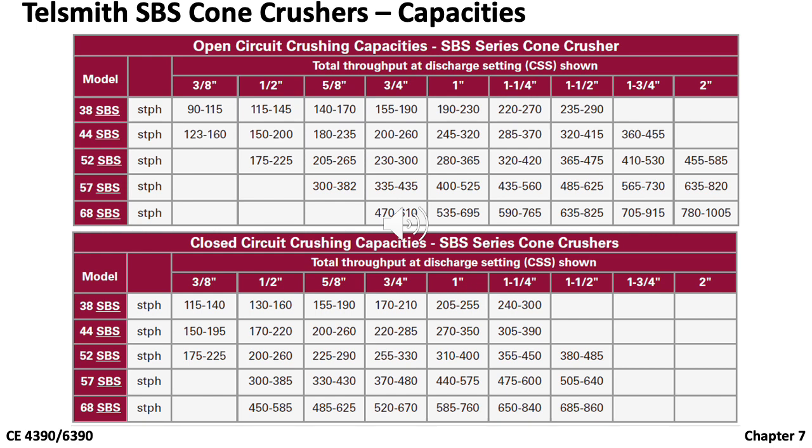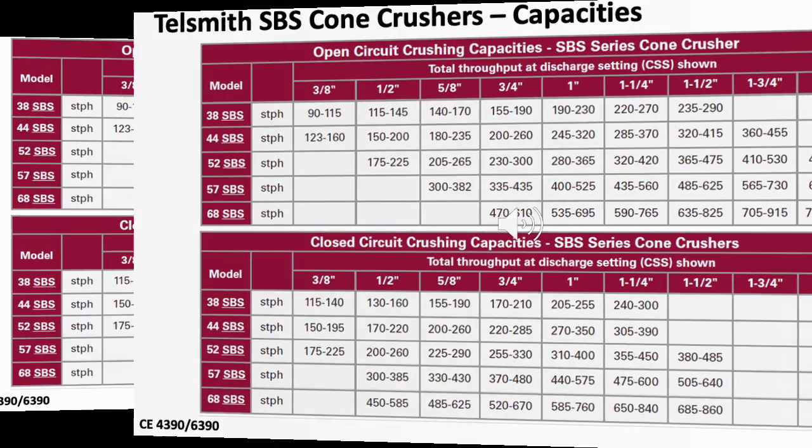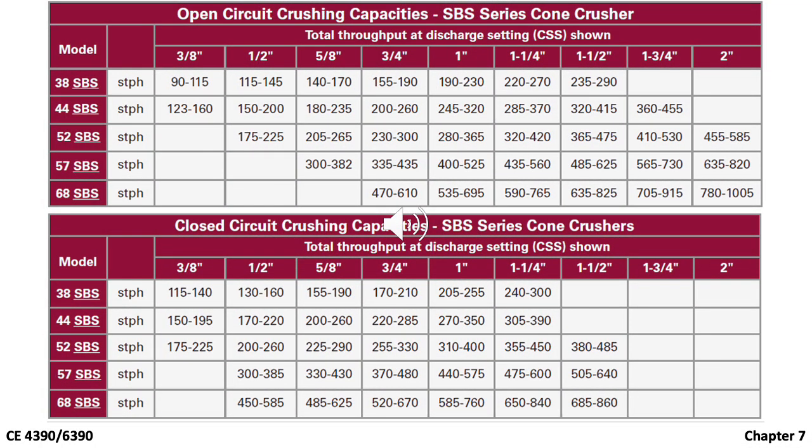This is one example production chart for the Telsmith SBS cone crusher. Similar to other types of crushers introduced earlier, you can use this kind of production chart to find the production capacity for certain models and open side settings. As noted earlier, cone crushers can be used in secondary or tertiary crushing. When used as a secondary crusher, we have an open circuit.